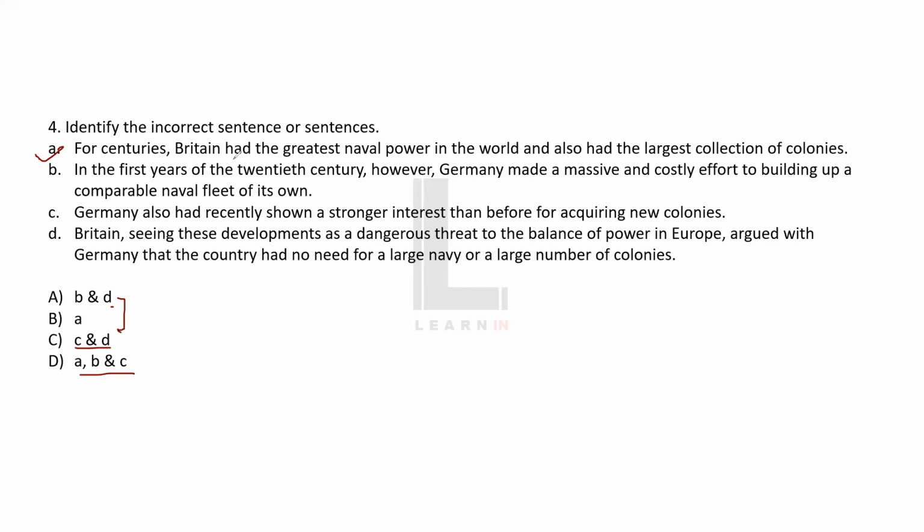For centuries, Britain had the greatest naval power in the world and also had the largest collection of colonies. Now, the problem here is we cannot use "and also." Either we can use "also," or we can use "and." So "and also" is wrong. Fine. "And also" would not come together. This is the GMAT rules.